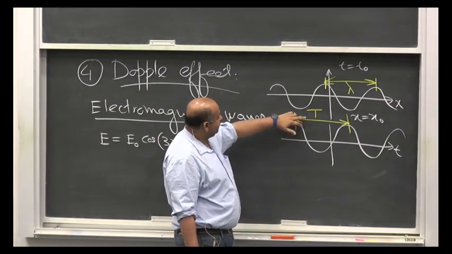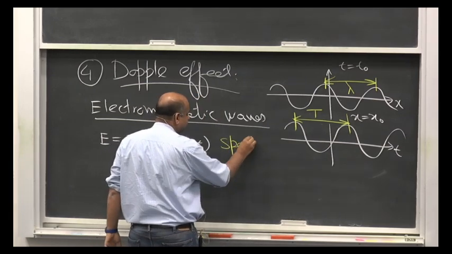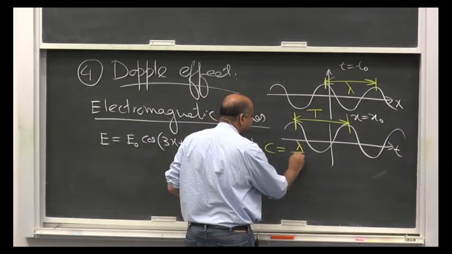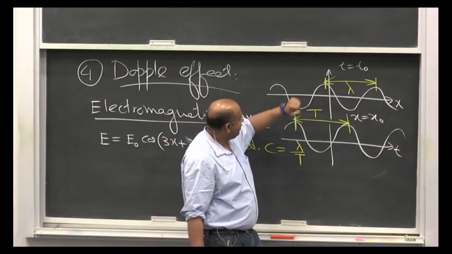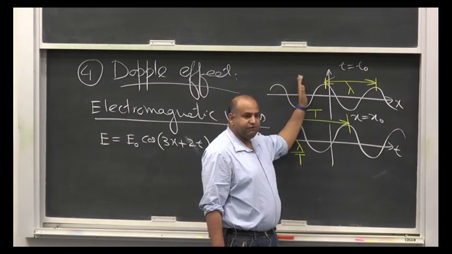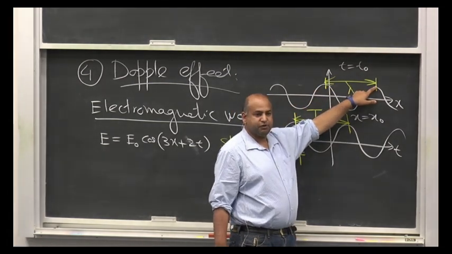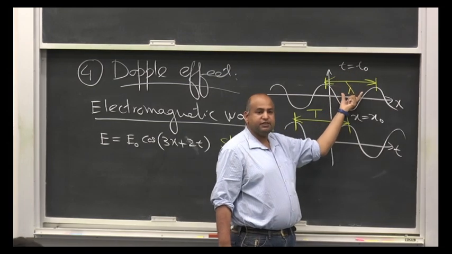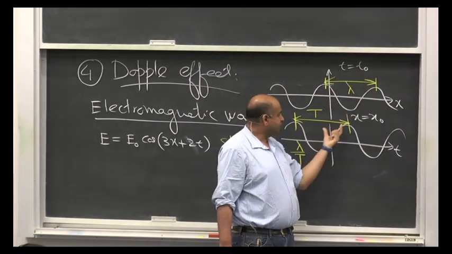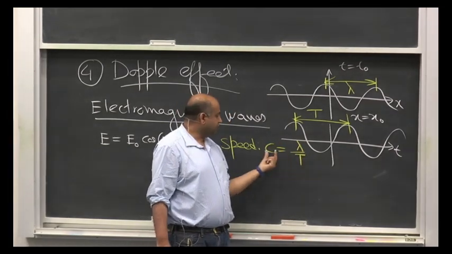And from this, we can actually find an expression for the speed. So speed should be lambda by T. Why? If you look at this thing, and let's say you consider it at this point. So this wave is moving this way. So it goes from here, here, here, here, at this point, and that's where it repeats. So this distance is called lambda. But how long did it take to go from here to here? Time, capital T, which is period. So if I divide the distance by the period, I get the speed.